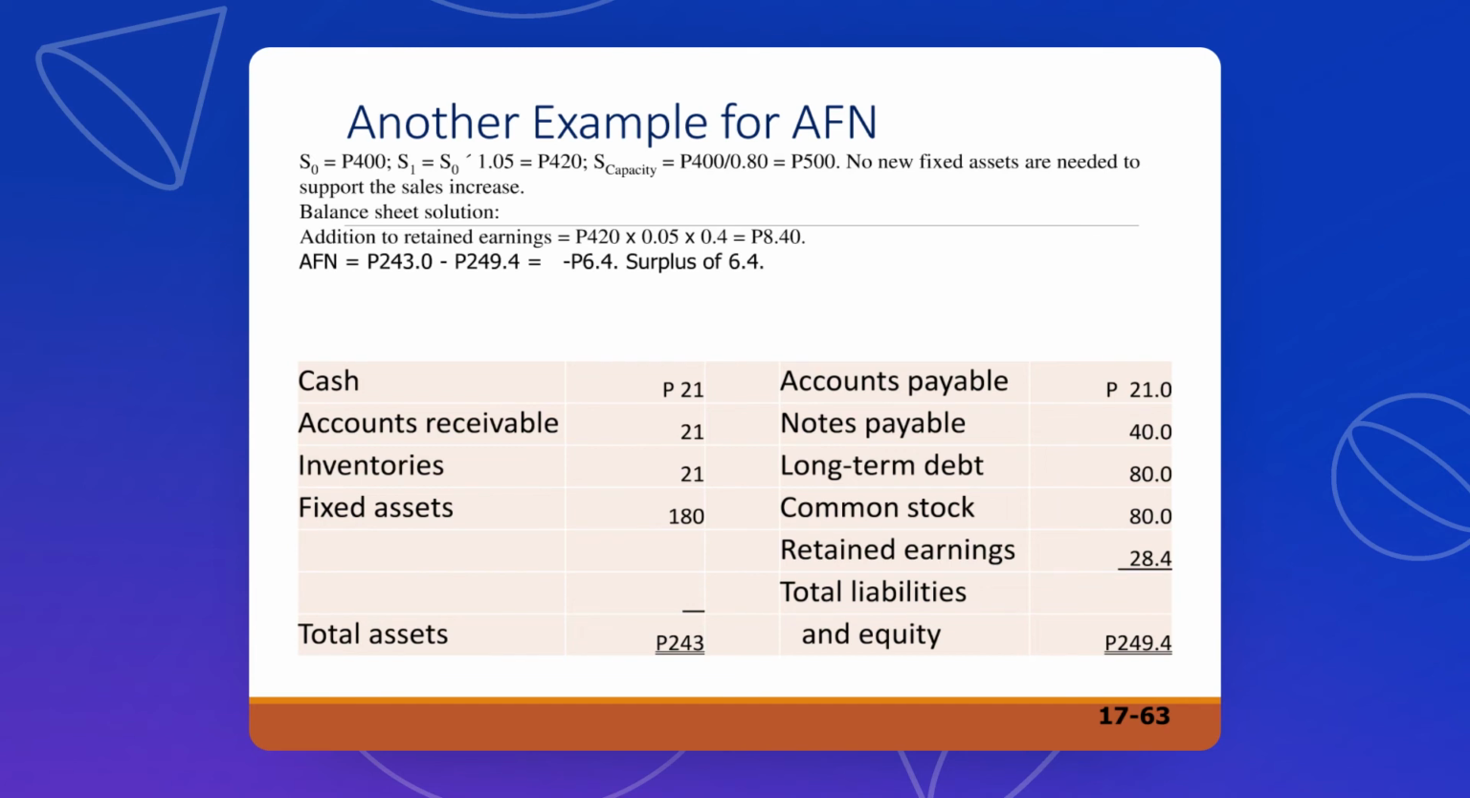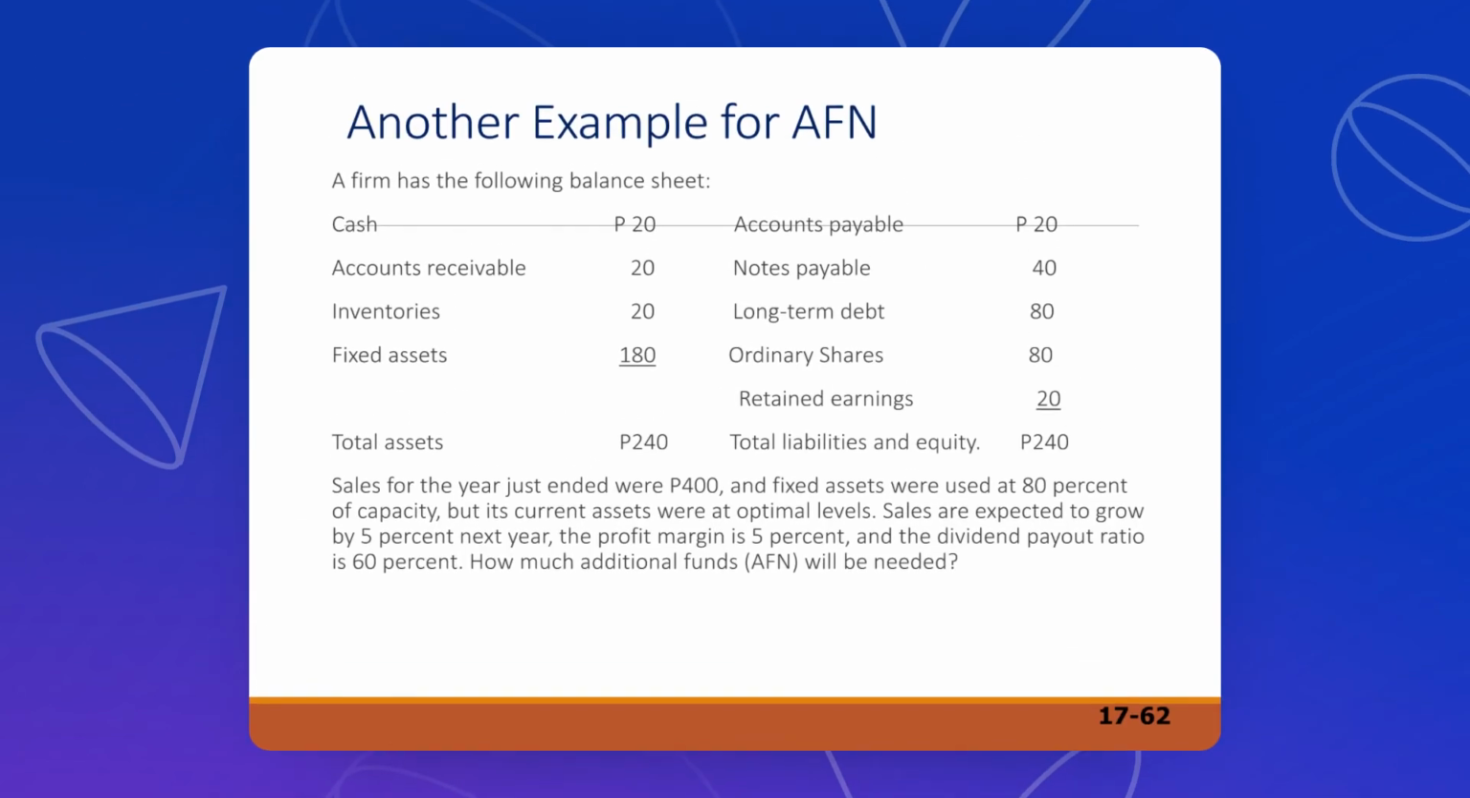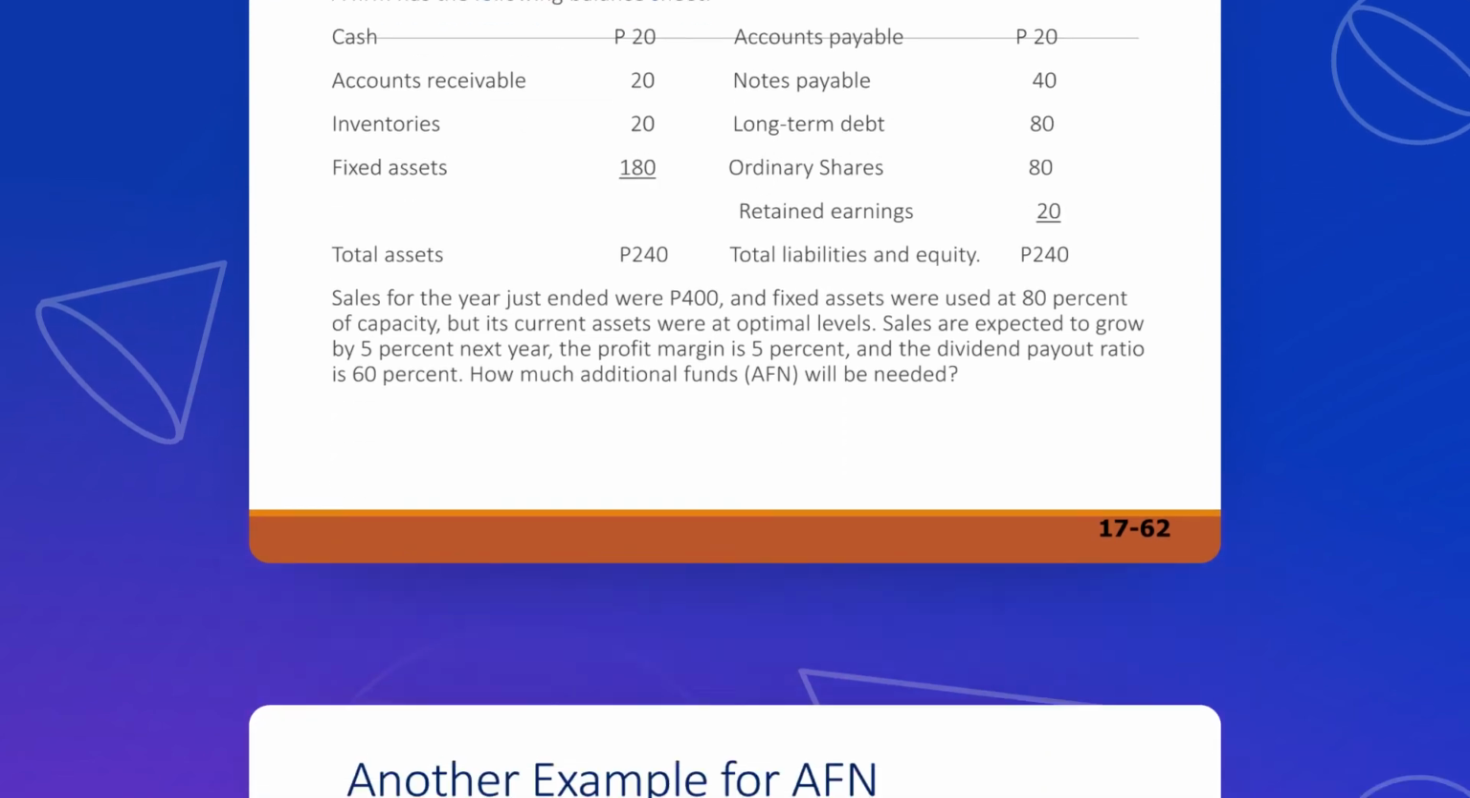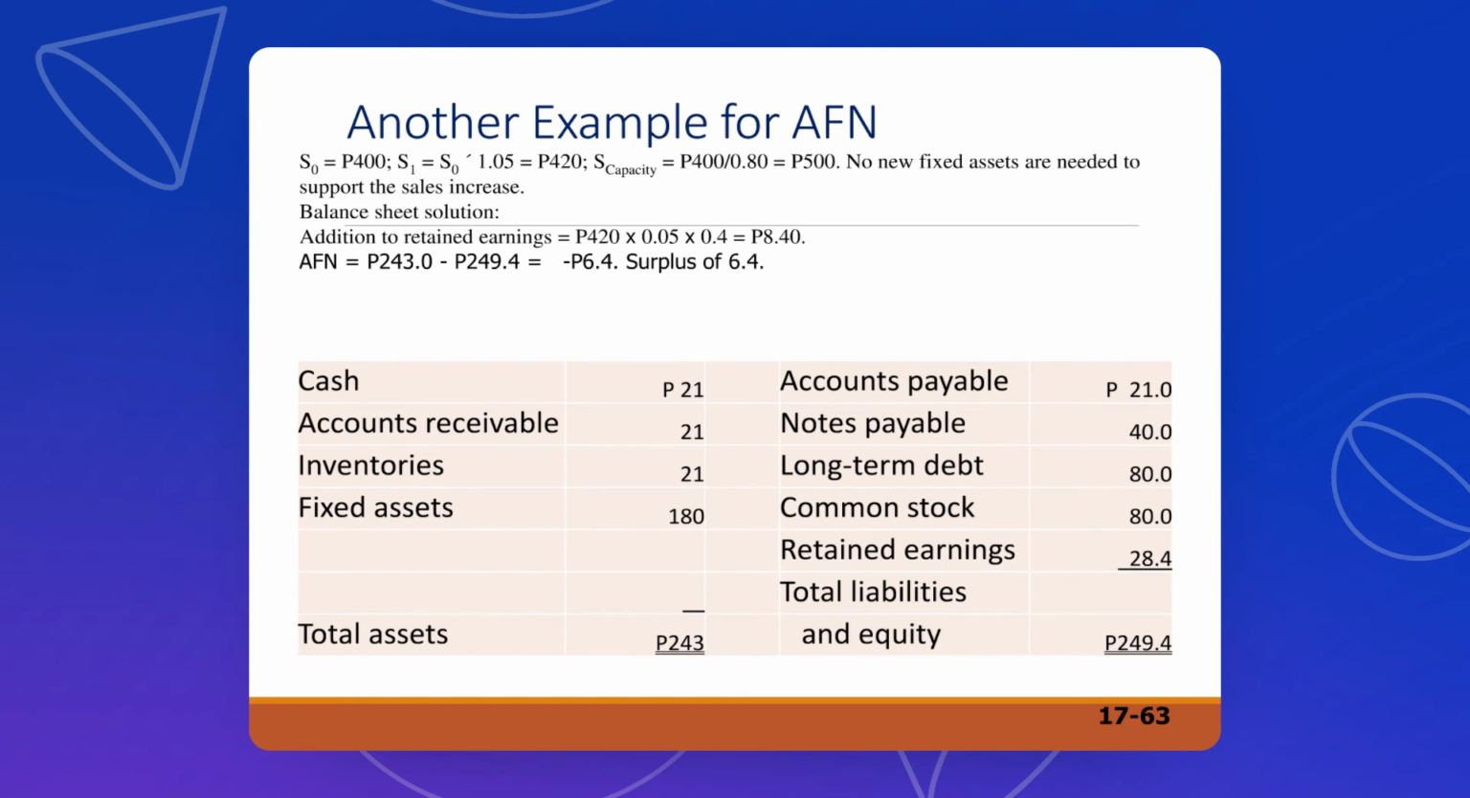Okay? So, meaning to say, class, the difference is 243 minus 249. In terms of the retained earnings, anong ating idadagdag? Yung 8.40, diba? 20 plus 8.40 and you have here 28.40. Meaning class, magkano yung AFN natin?